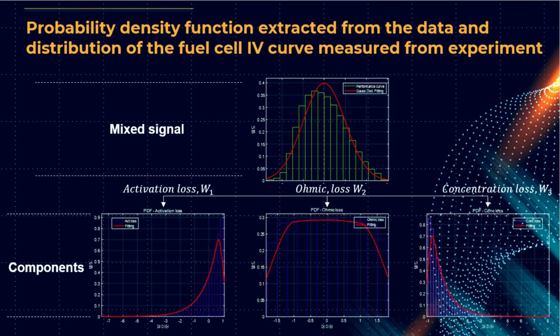Using the probability density functions of the mixed signal and each loss component obtained from the experiment, the weight W can be determined according to the fuel cell state. Although the state change of the fuel cell can be estimated only with the W determined in this way, the state change of the fuel cell can be estimated more precisely by adding the change in skewness and kurtosis.